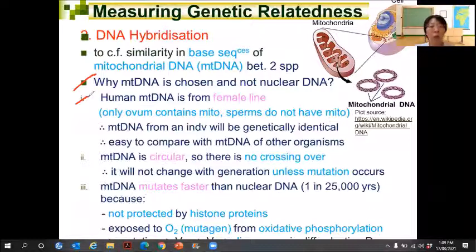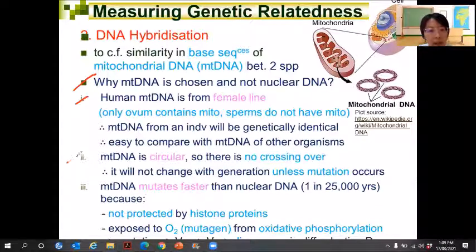So therefore, when it comes from a female line, there will be less genetic variation with subsequent generations. So that will allow us to see genetic relatedness because there's less change in the genetic makeup of the mitochondrial DNA that's passed on from mother to the offspring. Okay.